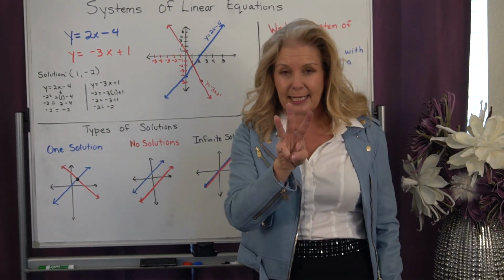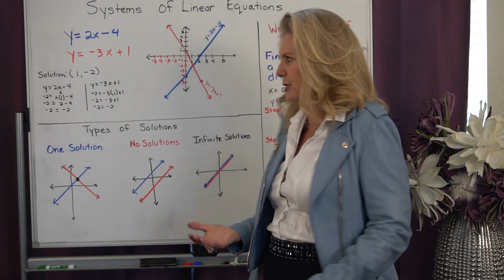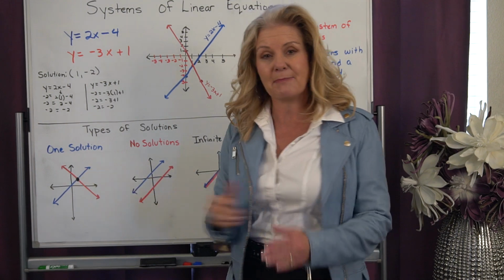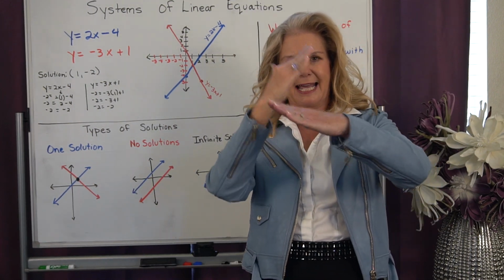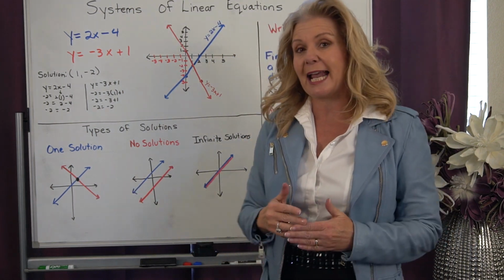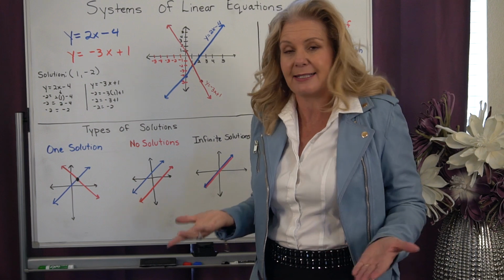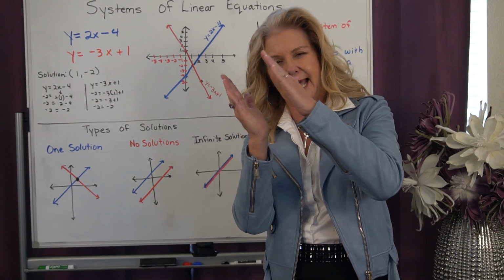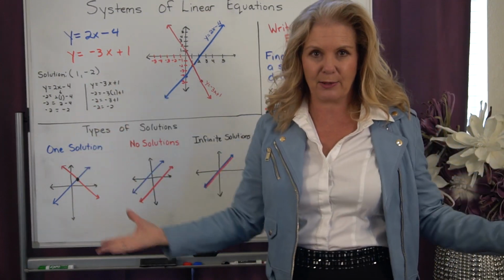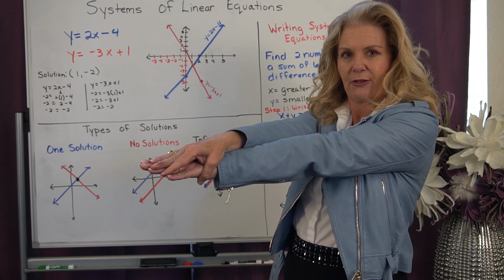Now there's 3 kinds of solutions that we can have with the system of linear equations. We can have a single solution. It means that the lines cross at exactly one point. Or we can have no solution. It means that the lines never cross. That means those lines have to be parallel. Or we can have an infinite number of solutions. It just means that one line is lying on top of the other line.